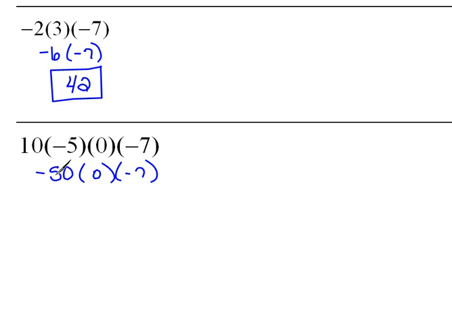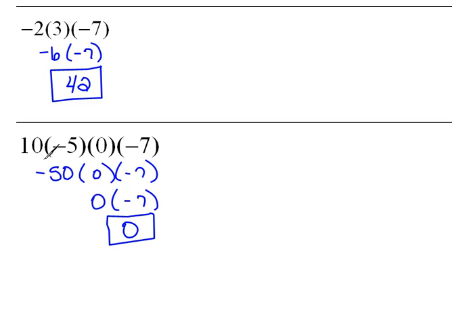Now here, negative 50 times 0, well, anything times 0 is 0 because of the multiplication by 0 property. So I recopy, and now 0 times anything is still 0. So our answer is 0.